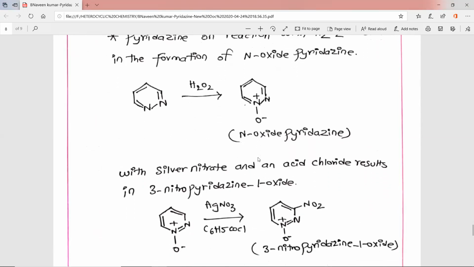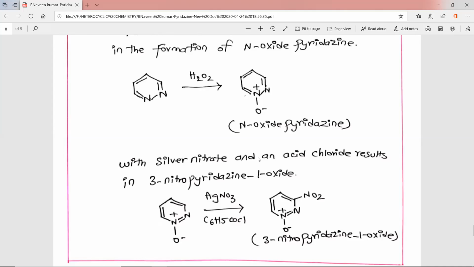With silver nitrate and an acid fluoride, when this N-oxide is treated with silver nitrate in the presence of an acid halide like benzoyl chloride, we get a 3-nitropyridazine 1-oxide. So the 1-oxide can undergo nitration on treatment with silver nitrate and benzoyl chloride.